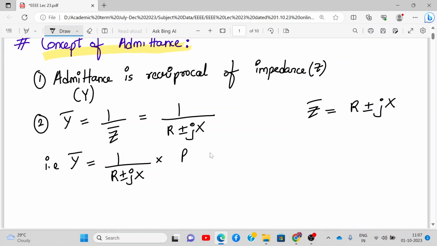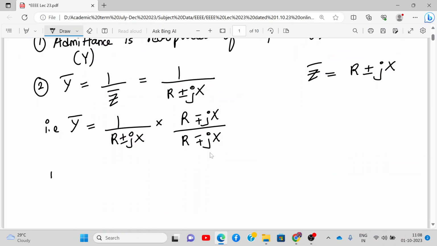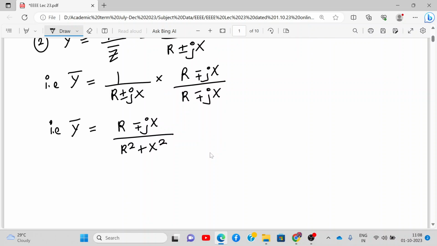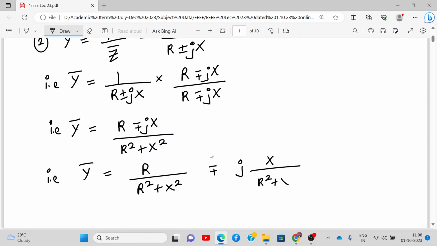I'll multiply and divide by R minus plus JX divided by R minus plus JX. So Y bar will be R minus plus JX divided by R square plus X square. I break it down into two steps. It will be R divided by R square plus X square, minus plus J into X divided by R square plus X square.